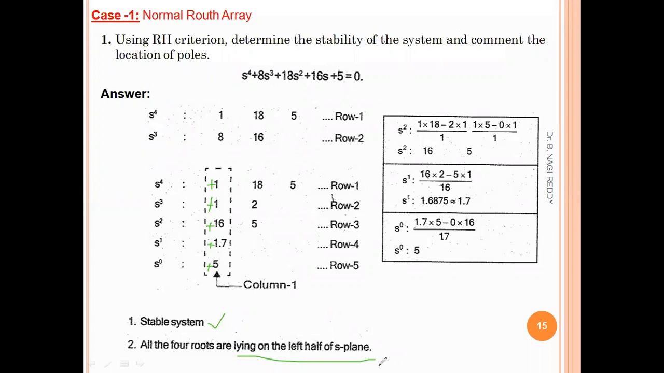So according to the Routh-Hurwitz statement, there is no sign change, so the system is stable, and all the roots are on the left half of the S plane. How many roots will be there? The roots depend upon the maximum power of S. So here the maximum power of S is 4. So there are 4 roots. Of course, all the 4 roots are lying on the left side of the S plane.